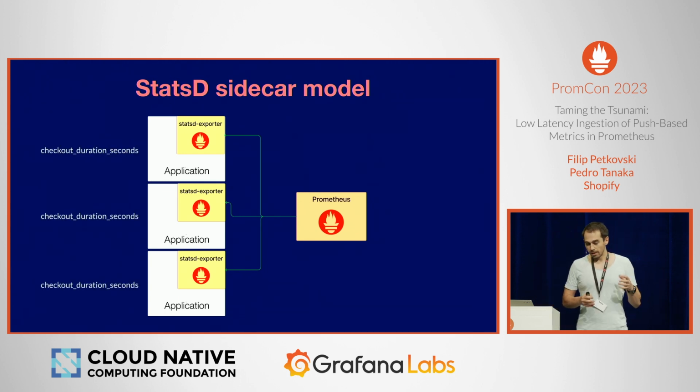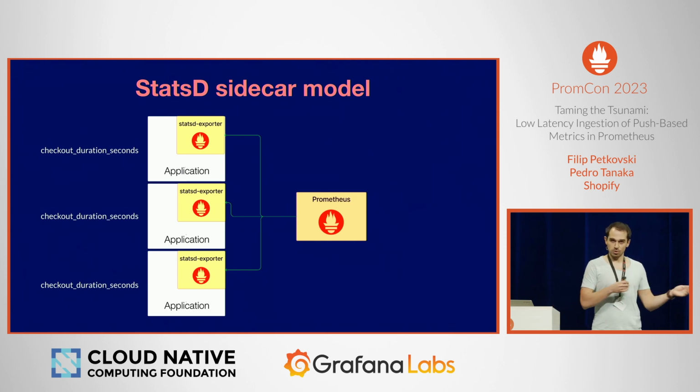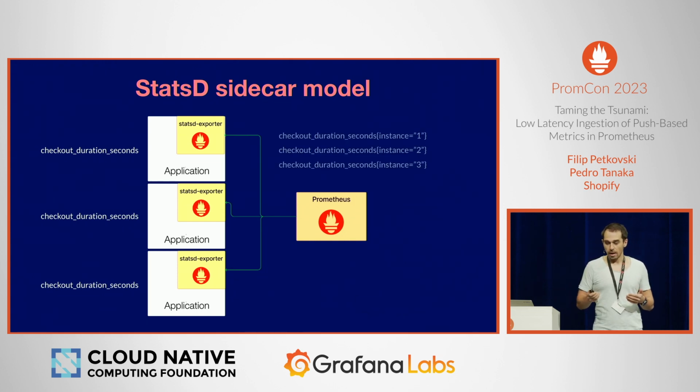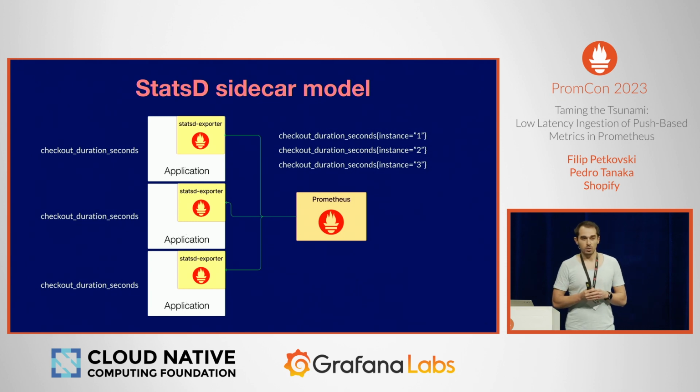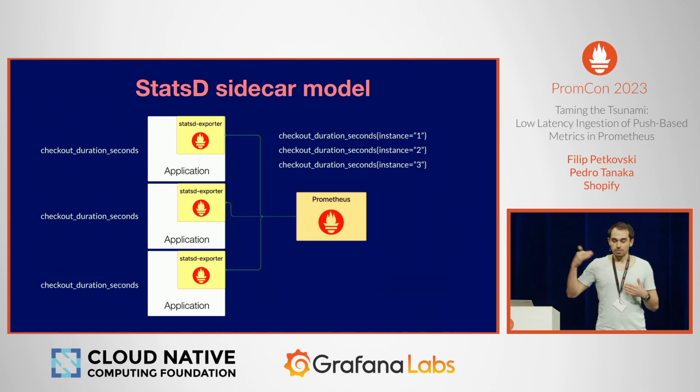First, if we imagine that we have a very simple small metric called checkout duration seconds, let's just say that it has cardinality of 1, so it has no tags, no labels. When each application emits this metric to the exporter, that metric is going to be created in each exporter. And when Prometheus scrapes exporters, it's going to attach what we call target labels. And now we've gone from cardinality of 1 to cardinality of 3. So we get this kind of inflation of cardinality by attaching target labels.